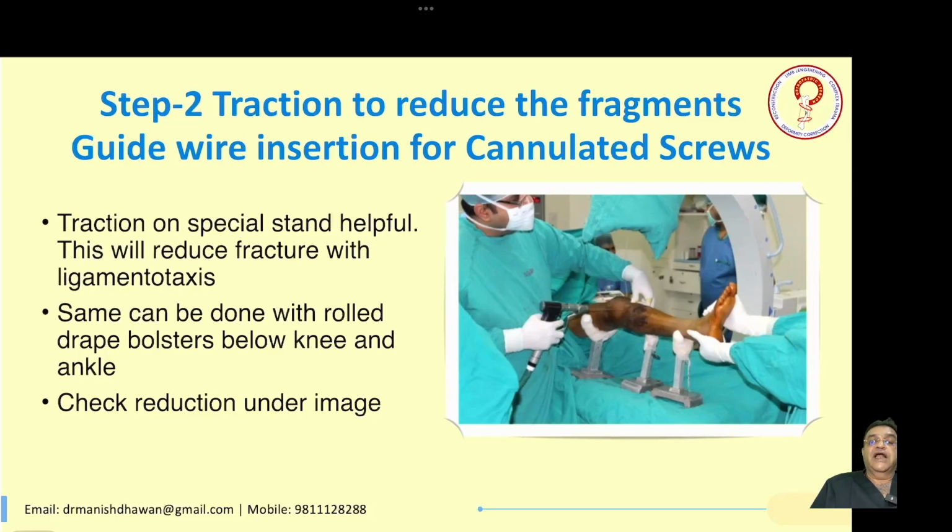Now step 2 is traction to reduce the fragment. So I have typically made these types of stands. You can see the middle one, basically you can raise the fragment up and down, and these stands are very handy. So an assistant can give traction from this area, and once he is keeping it pulled, you see under the image intensifier, and put a couple of guide wires to fix the fragment. And also, if you don't have stands, then you can make bolsters out of the drape and put them below the knee and the ankle, and you can perform this surgery.